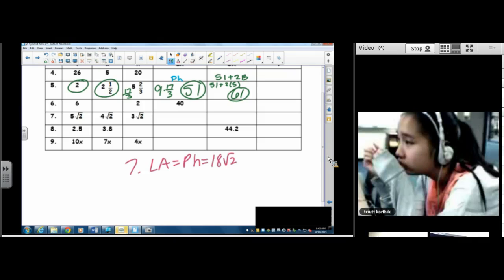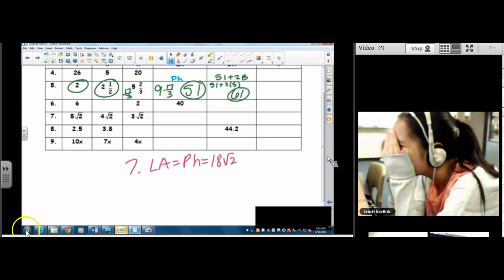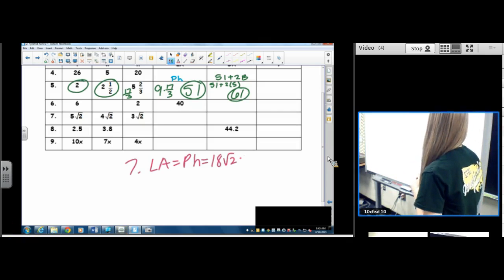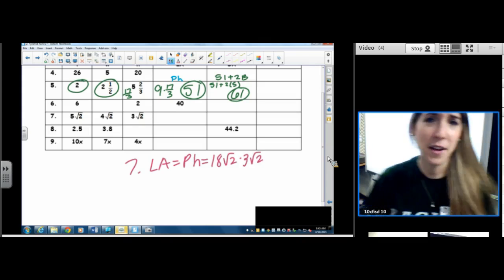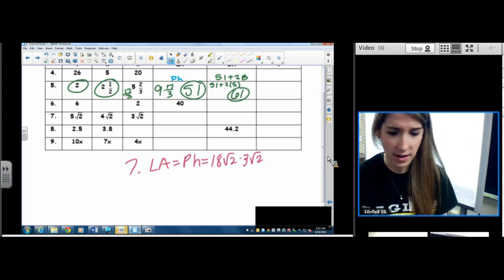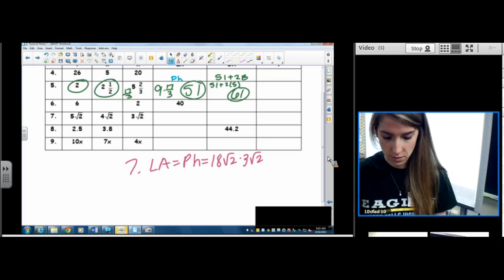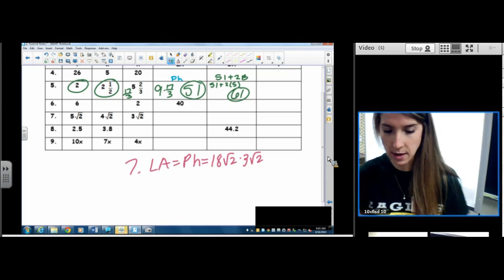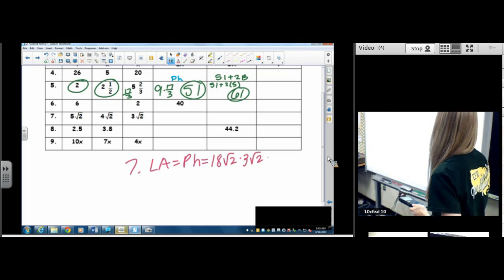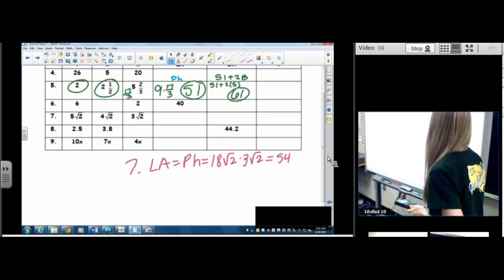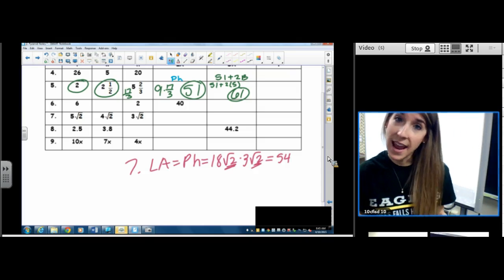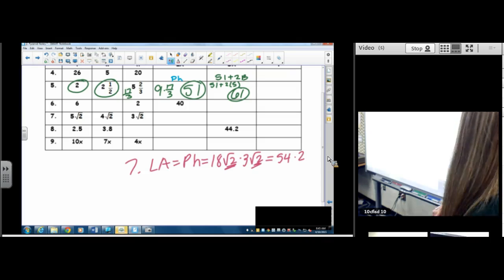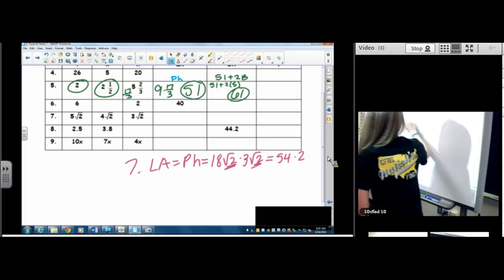The height of the prism is 3 root 2. So now it's just a matter of, do we remember how to multiply radicals or not? So we're going to multiply the numbers on the outside first. 18 times 3. 54. Square root 2 times square root 2. The square roots cancel. It's the square root of 4, which is just 2. So that's why that one is 108.